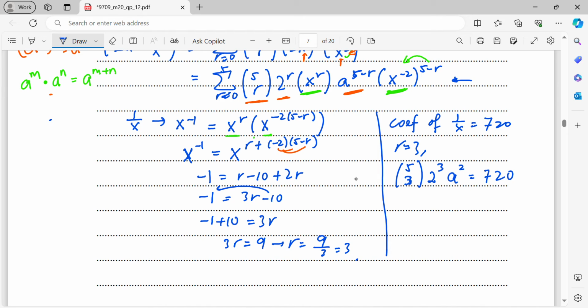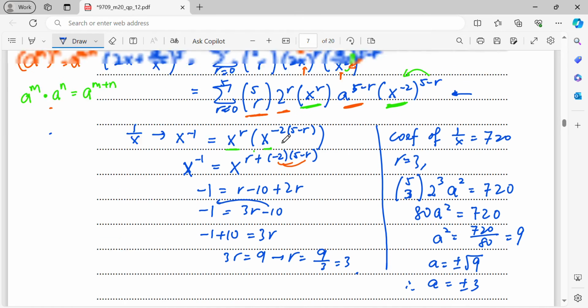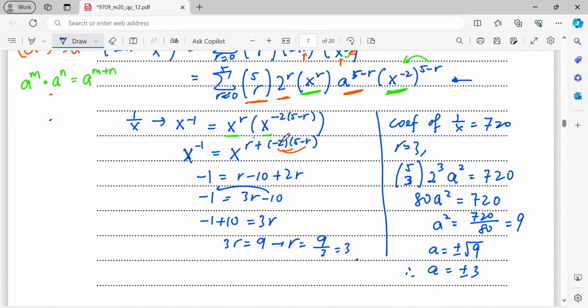Then from here, the left hand side, basically 5c3 is 10 times 2 cubed is 8. Therefore, when you times 80, a squared equals to 720. So then a squared equals to 720 over 80, that is 9. Then your a will be plus minus square root 9. Then at last, that is plus minus 3. Okay, that's why when you look at the question over here, it's mentioned values. So you will expect to get more than 1 a. So that is the solution of this 6a.